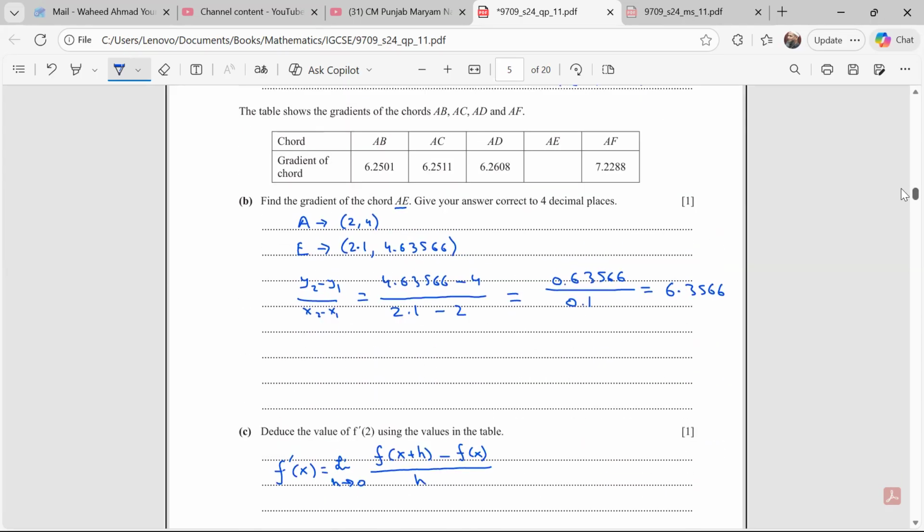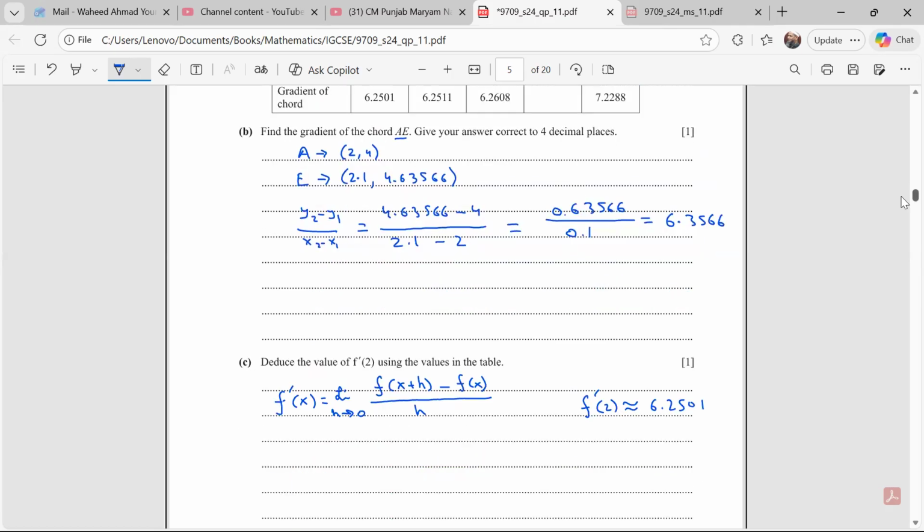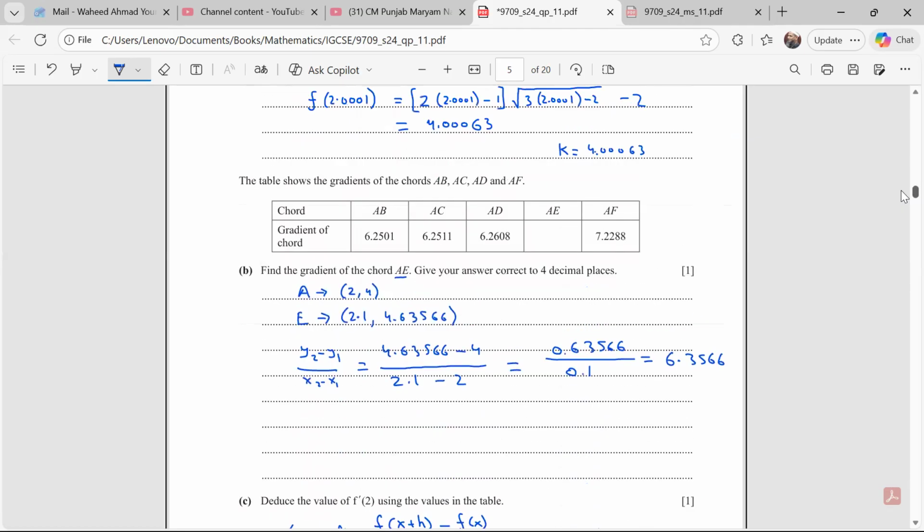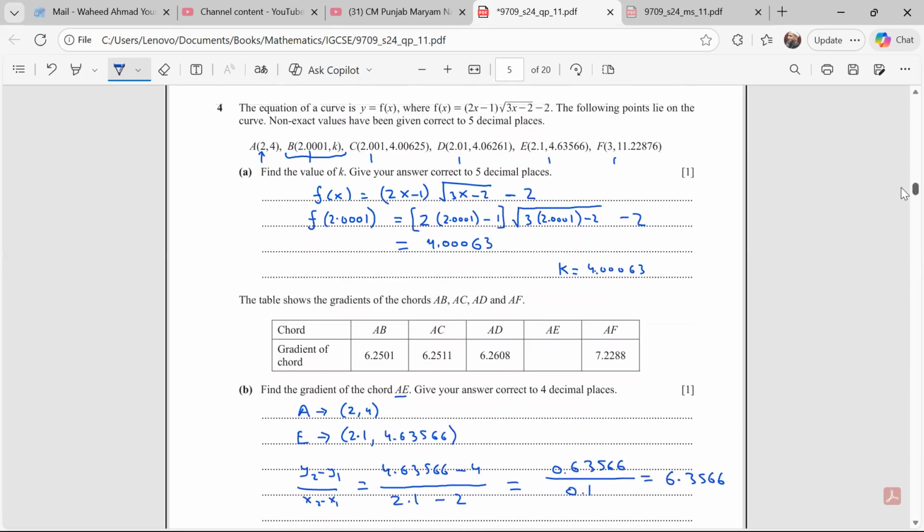Let me do it here. So the derivative of this function at 2, the best approximation would be 6.2501, the slope of the chord AB, because B was the closest point to A. Okay, so I hope you understand all this question, and I hope you enjoyed these questions.